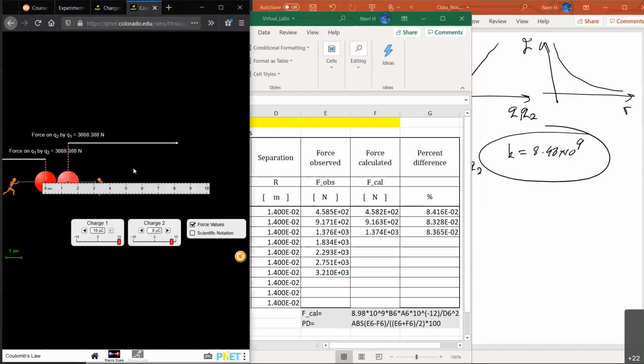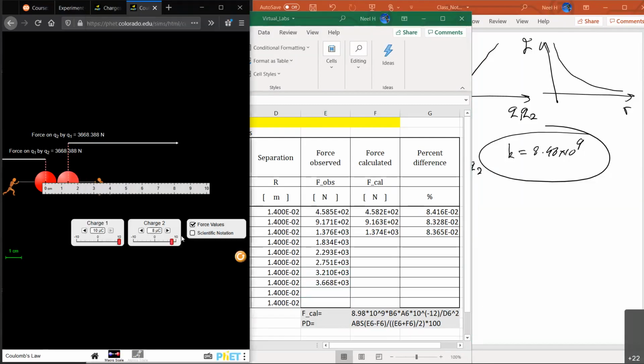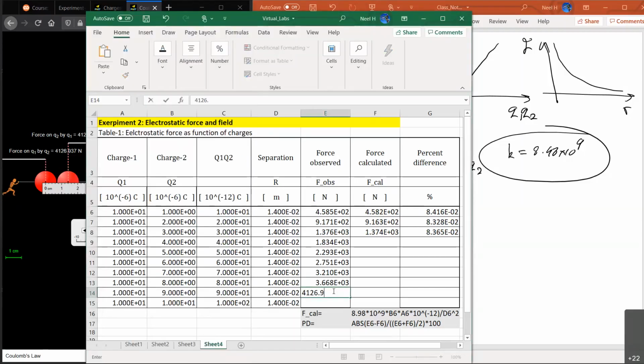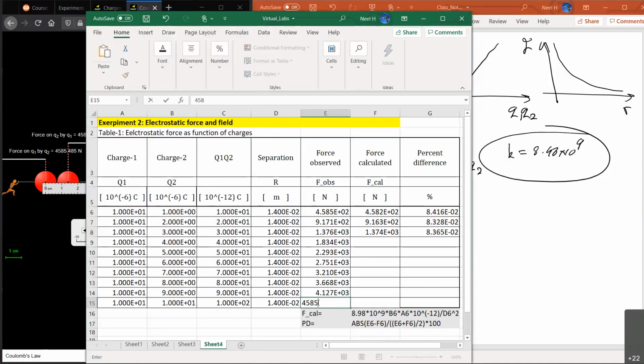8 microcoulomb. You're only changing object number 2, okay? Object number 1, keep it the same, otherwise it's not very meaningful. 3668.38. 9 microcoulomb, 4126.93. 10 microcoulomb, object number 2, the largest value we can select on the simulator, 4585.48.